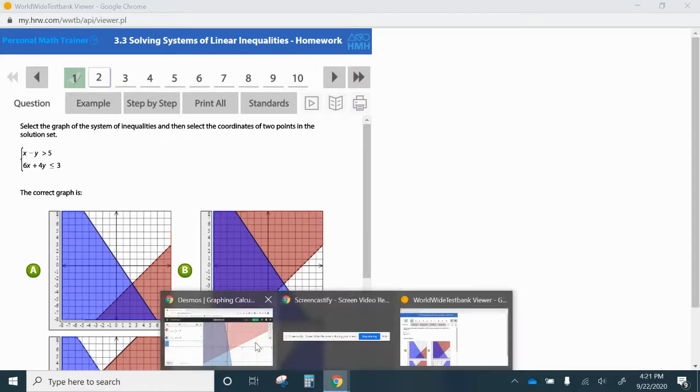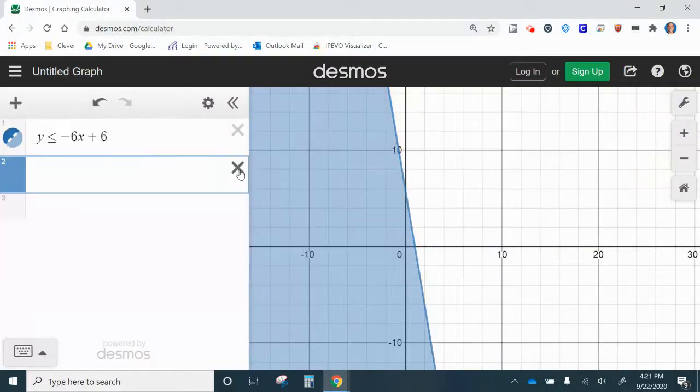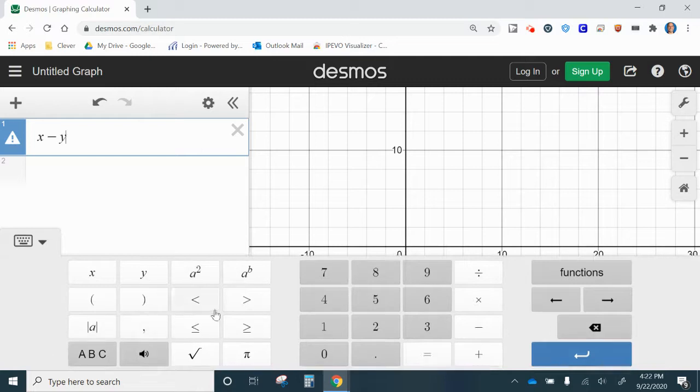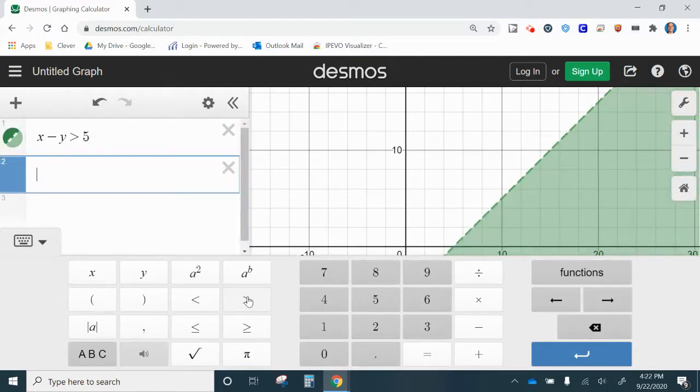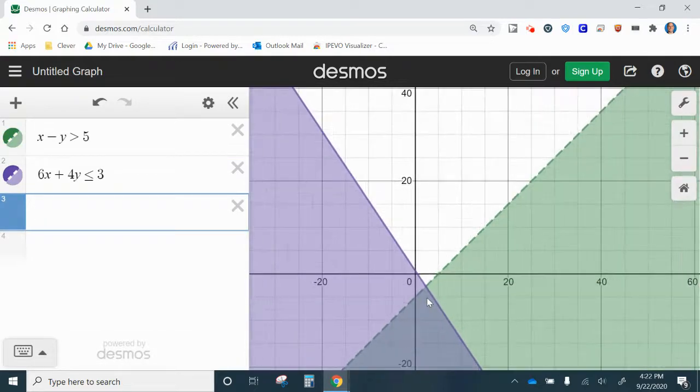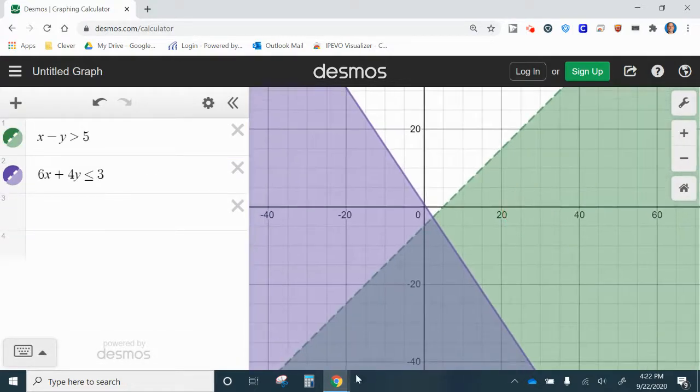So let me go over to Desmos, exit out of this, and type in x minus y is greater than 5, and 6x plus 4y is less than or equal to 3. I'm going to minimize this, zoom out a little bit, and look for the corresponding graph.